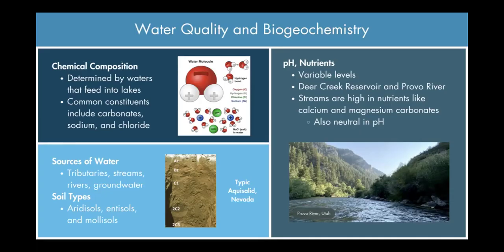Deer Creek Reservoir, for example, is very basic due to high alkalinity water from the Provo River in Utah. The streams feeding lakes in the Great Basin tend to be relatively high in nutrients like calcium and magnesium carbonates, and near neutral in pH.